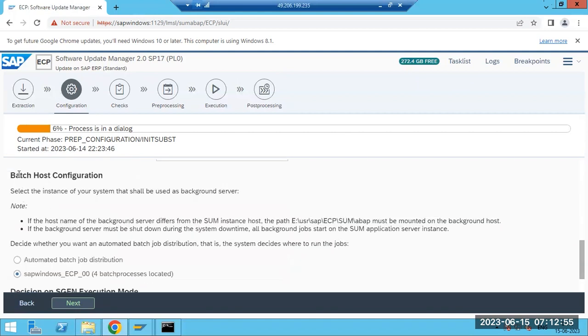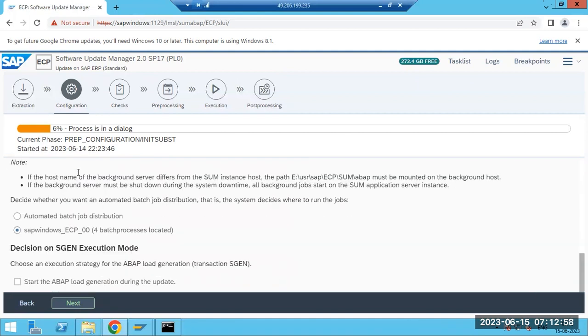Next is the batch host configuration. How many batch jobs will the system use? You may want to run SGen, so a decision on SGen is needed. SGen is not required during the upgrade. It may take a lot of time.